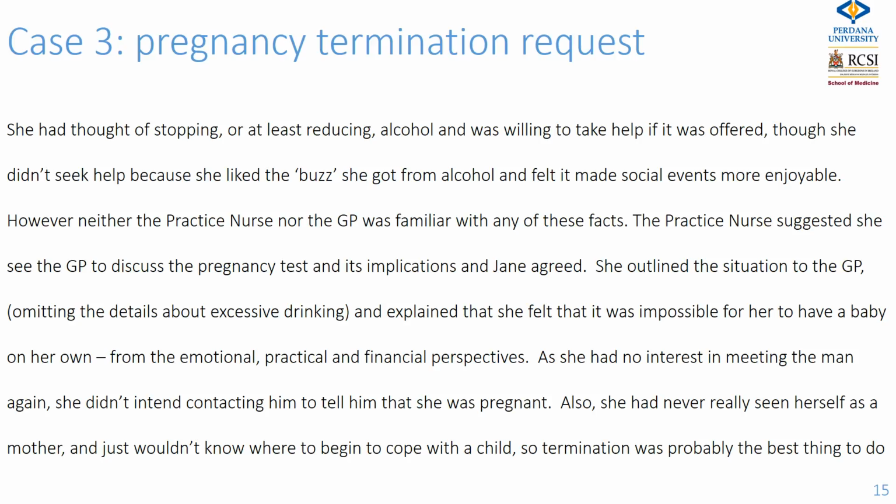She outlined the situation to the GP, but omitted the details about the excess drinking. And she explained that she felt it was impossible for her to have a baby on her own from the emotional, practical, and financial perspectives. As she had no interest in meeting the man again, she didn't intend contacting him to tell him that she was pregnant. Also, she had never really seen herself as a mother, and just wouldn't know where to begin to cope with the child, so termination was probably the best thing to do.